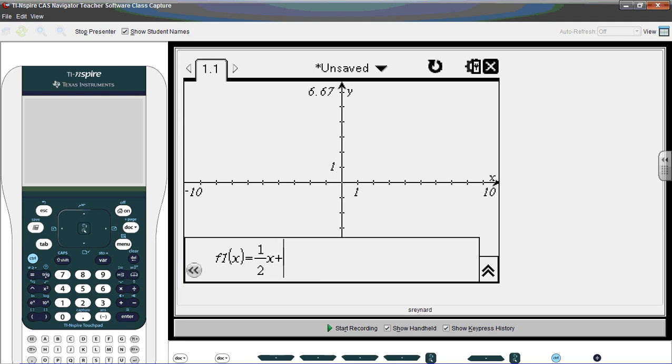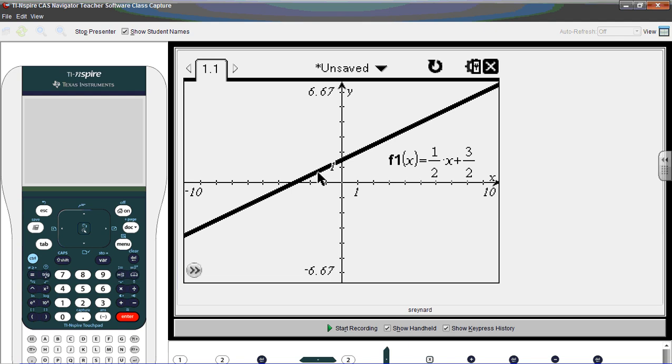Plus 3/2 and minus 3/2. I forget which one's which. Click on the arrows. How do you go down to the next one? Tab.